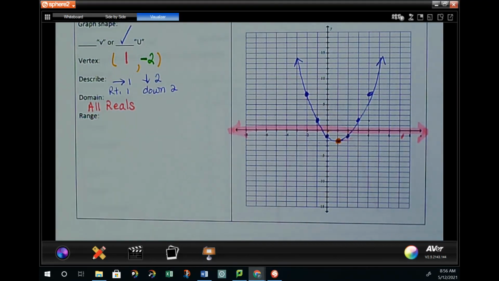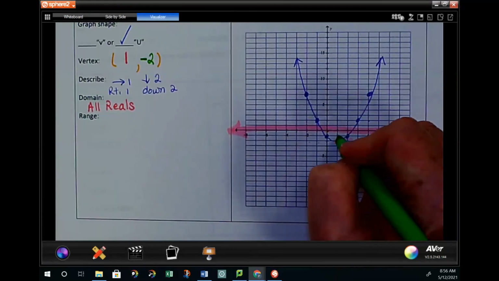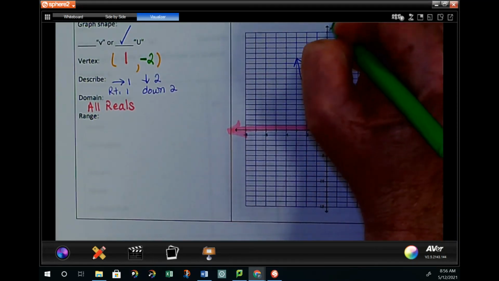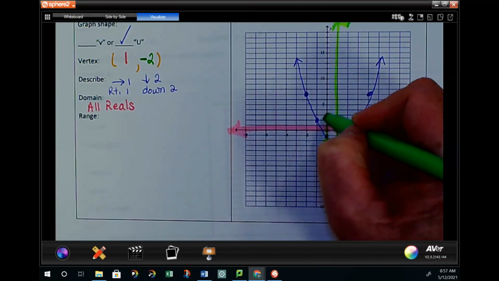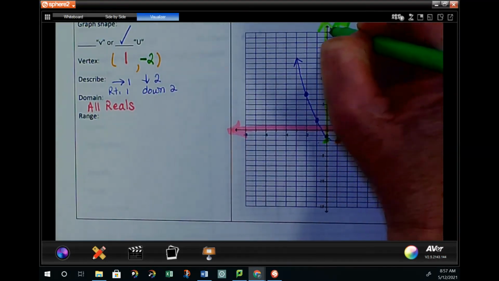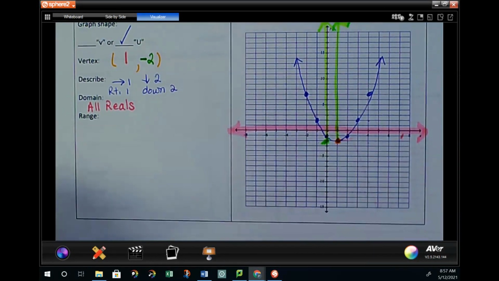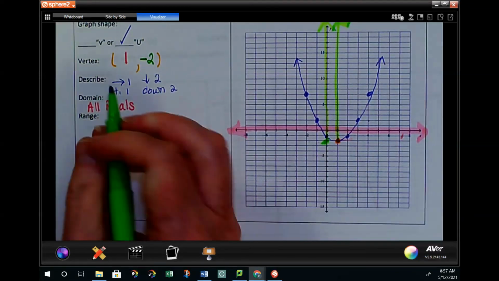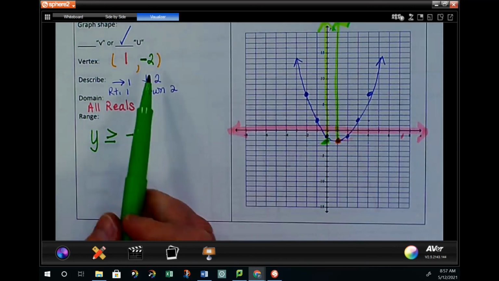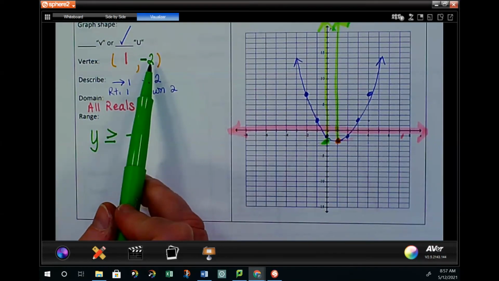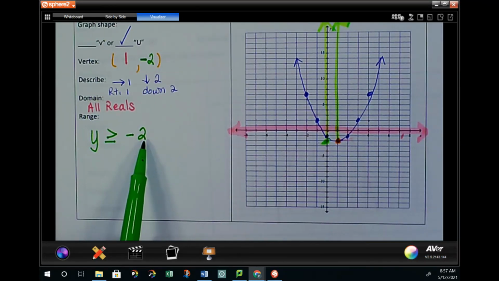Then your range in this case, as you look at your smallest point, is the lowest point that it goes, and it keeps on going up. I'm going to transfer that over to the y-axis, and that keeps going. So the lowest point that it goes is at negative 2. So y is greater than or equal to negative 2. Again, this number, negative 2 in your vertex, is the same as for your range. That is not a mistake.